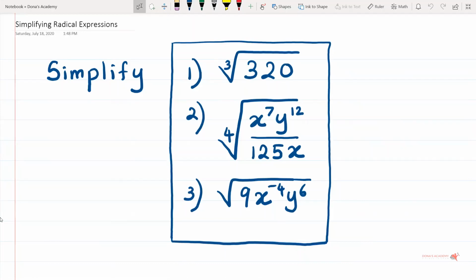Okay, so today we have to simplify these expressions, the radical expressions. Do you know the meaning of simplification of radical expressions? So please keep on watching this video to learn that.